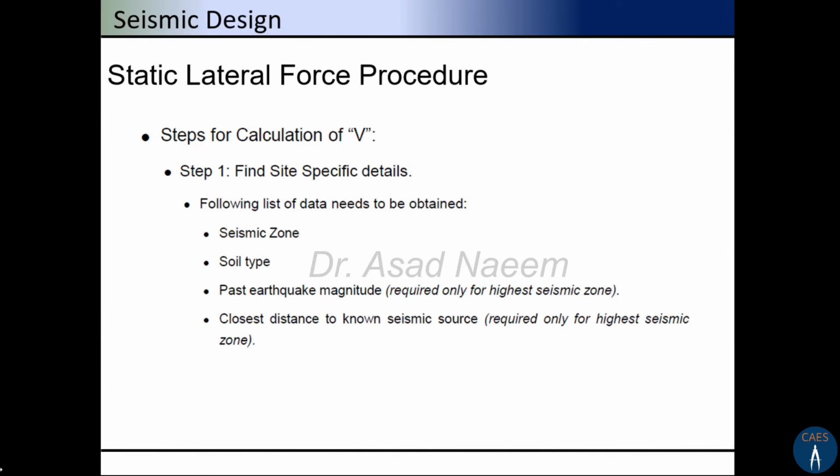Now, in order to calculate the base shear, first of all, we need to classify our seismic zone, and then we have to check our soil type and past earthquake magnitudes required for high seismic zone, and the distance from the rupture or the seismic sources for past earthquakes. So we can evaluate the Nv, Na near source values for zone 4. So in site specific details, these are the things that we need to calculate.